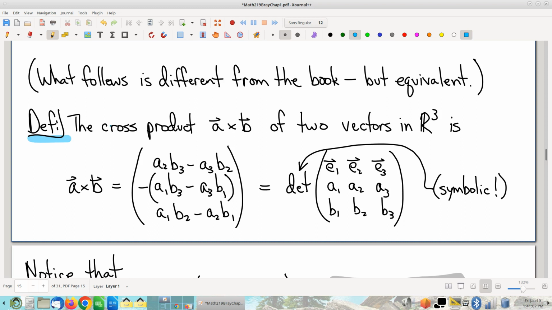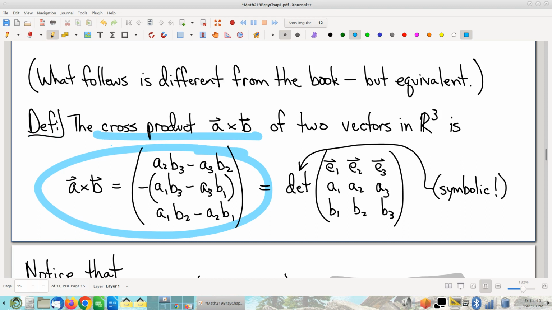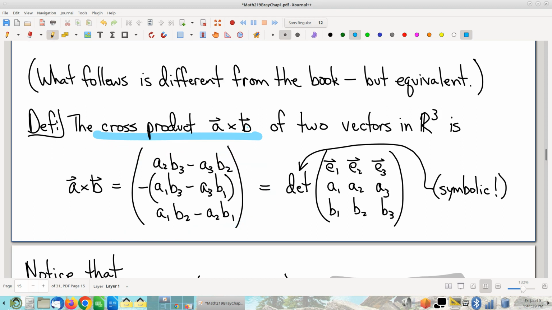First cat out of the bag, I have to point out this is a different definition than the book gives. It's equivalent, means exactly the same thing, but it is a different version, you might say, of the definition. So I'm going to define the cross product to be this right here. So just a formula. It's a vector whose coordinates are given by these expressions. Okay. Why on earth would we be interested in such a thing? A very reasonable question, and we're going to be developing that over the next few minutes here.